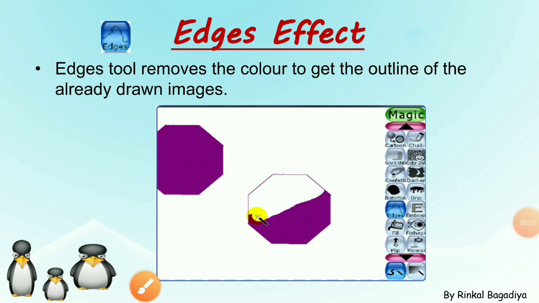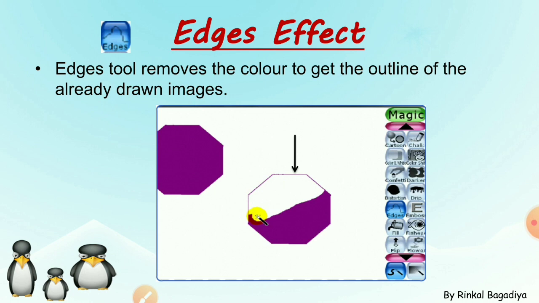Our next tool is Edges effect. This tool is also sub-tool of Magic tool. Using Edges effect, we can see the edge, means outline, or we can say the border of any drawn image. It will remove the filled color from object and shows us only border. As you can see on the screen, we can see only border. It means in easy language, we can say that using Edges effect, we can remove the color from filled objects and show only borders of that object or shape.